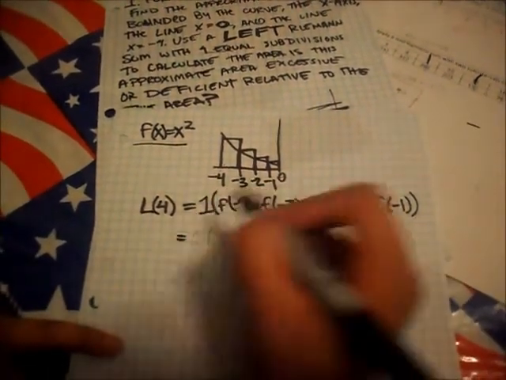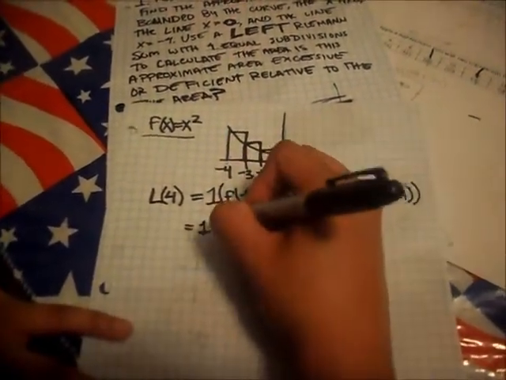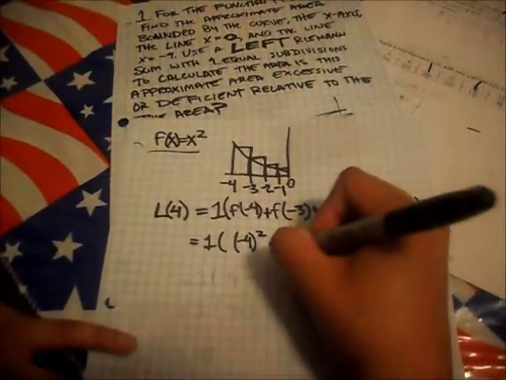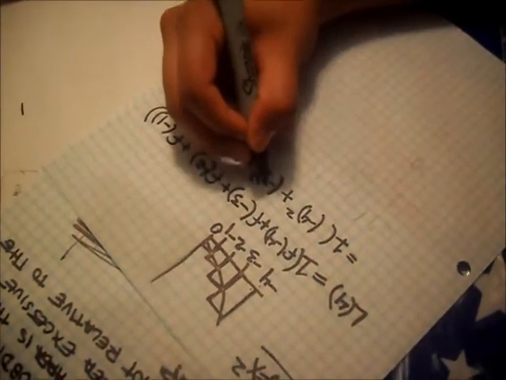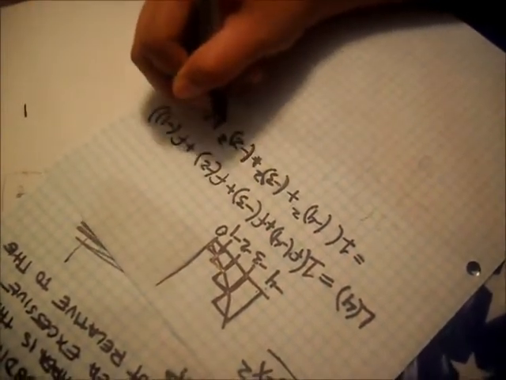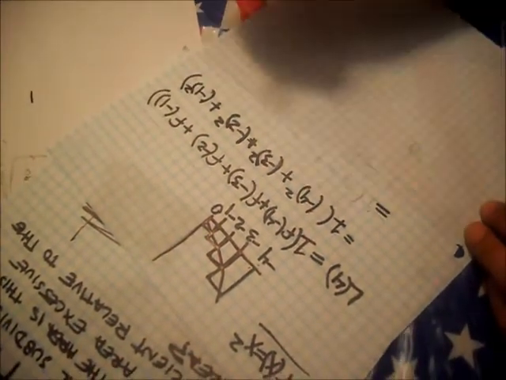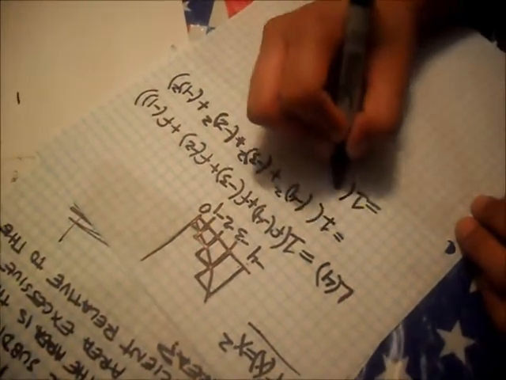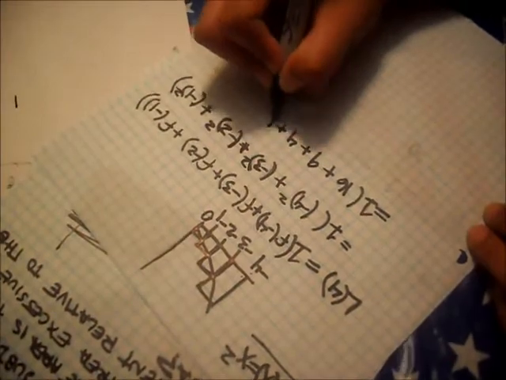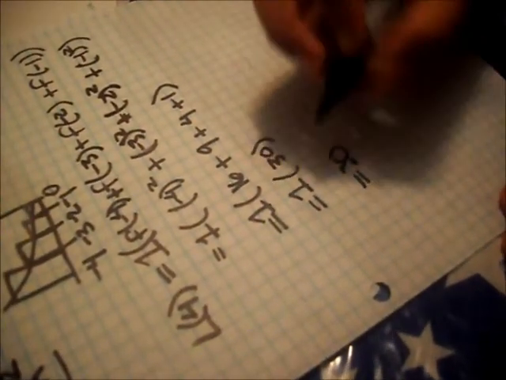This means we enter the equation of f of x, so it's going to be 1 times negative 4 squared plus negative 3 squared plus negative 2 squared plus negative 1 squared. So this comes down to equal 1 times 16 plus 9 plus 4 plus 1. So 1 times 30 equals 30.